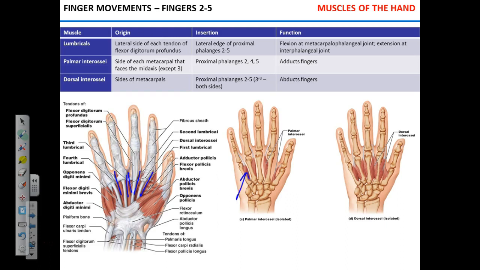Interossei, there are palmar interossei and dorsal interossei. What do you think they do? Just don't look at the table. So look at this. If I pull on this guy, what's going to happen? Fingers are going to get closer. Does that make sense? If I pull on these guys, it spreads the fingers. Does that make sense?